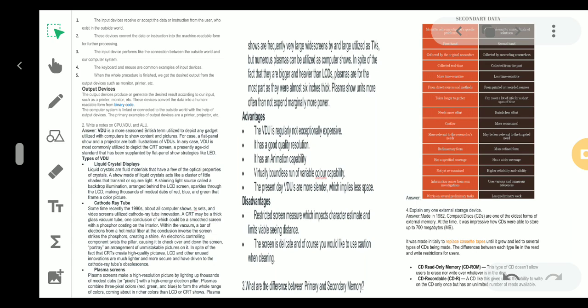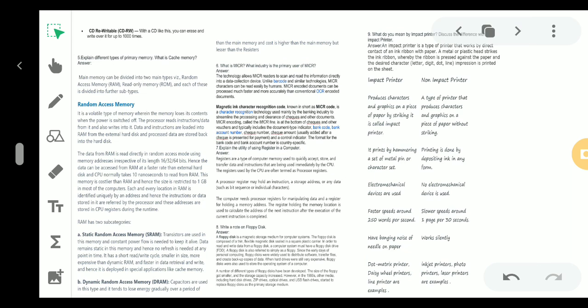So there are several versions of compact discs available. That is CD read-only memory, that is CD-ROM. Next is CD recordable, that is CD-R, and next is CD rewritable, that is CD-RW, is also there.